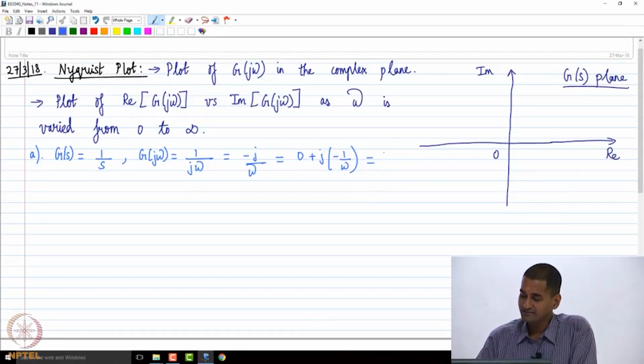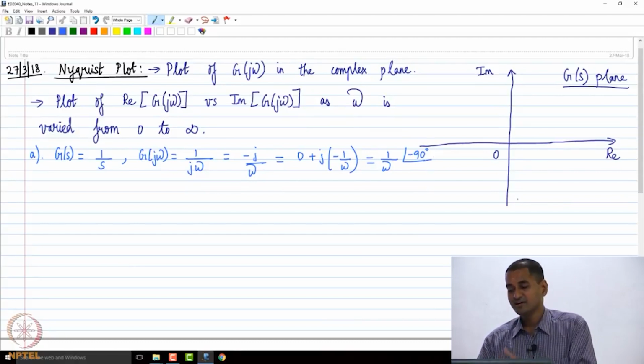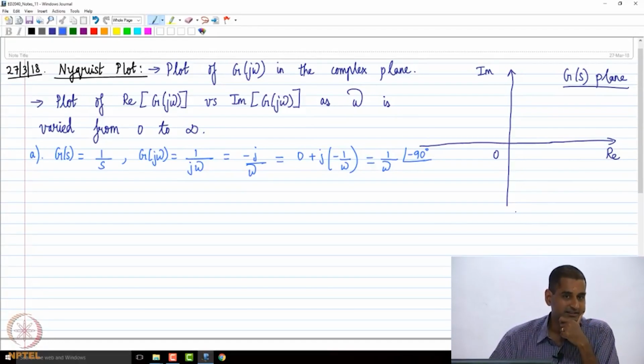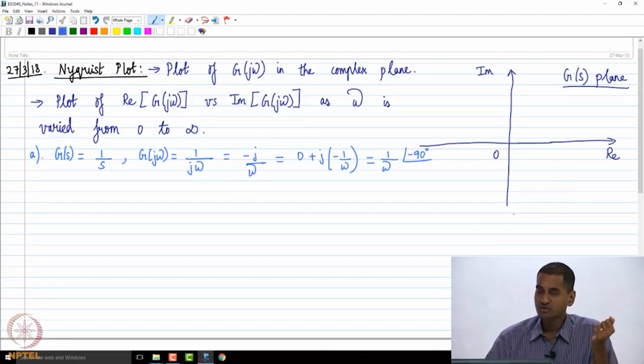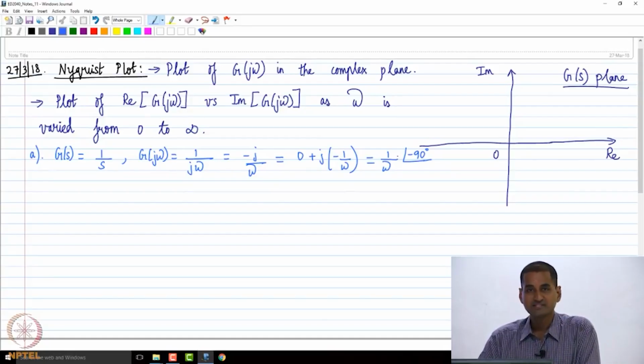So what is the magnitude of this function now? 1 by omega. What is its phase? It is going to be minus 90 degrees. So you see that the function is always going to be on the negative imaginary axis. So that is the plot of this particular factor. Consequently I can rewrite it like this, and if I want to plot this, how will it look? Let's say I plot this on this G of s plane.